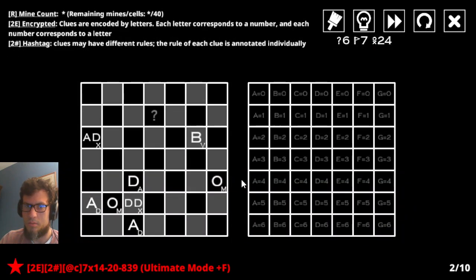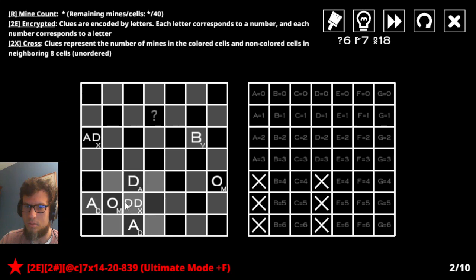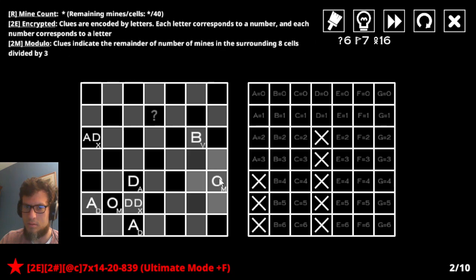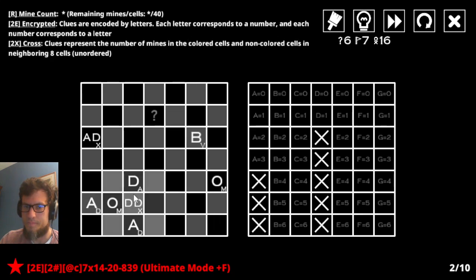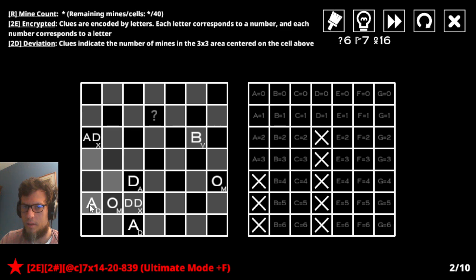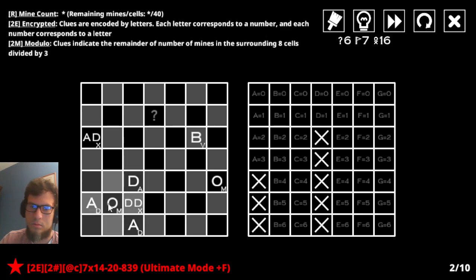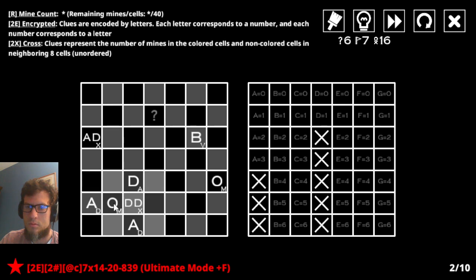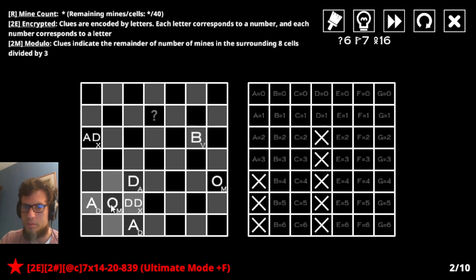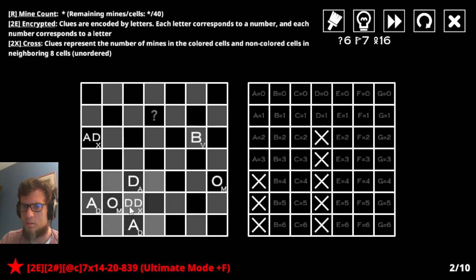Next, encrypted, yeah, okay, just encrypted. Yeah, because it's hashtag, so it's always hashtag. Right, okay. Now, a deviation, okay. A cannot be 0, because this 0 modulo forces, wait, no it doesn't, it could all be none, never mind, okay. DD cross, it's either 0 or 1.